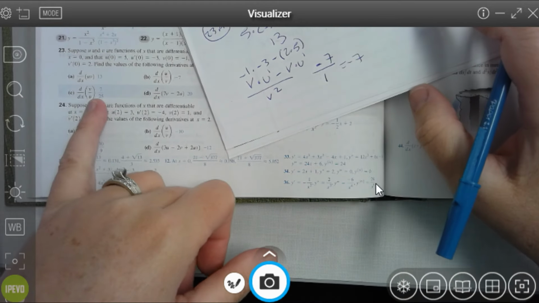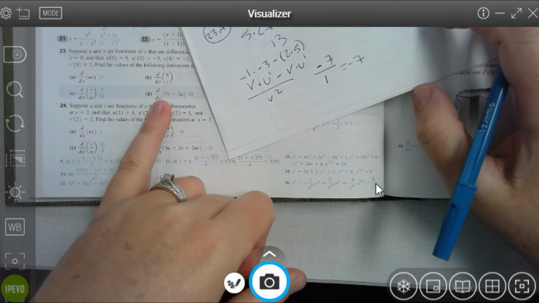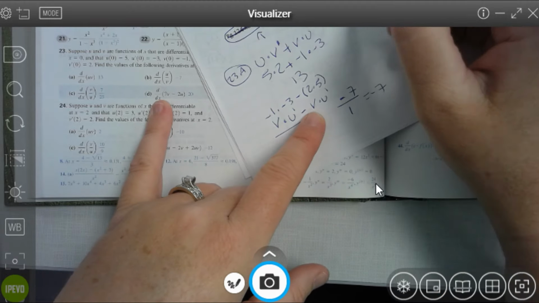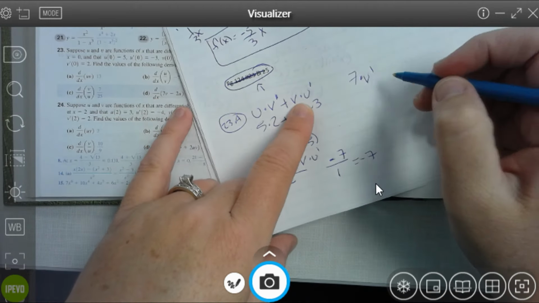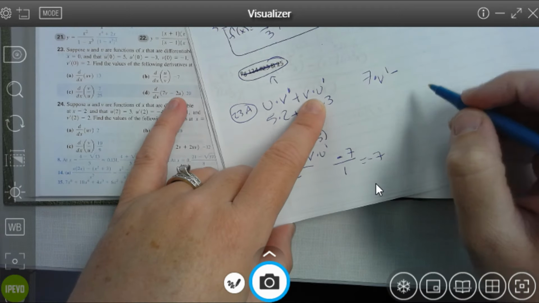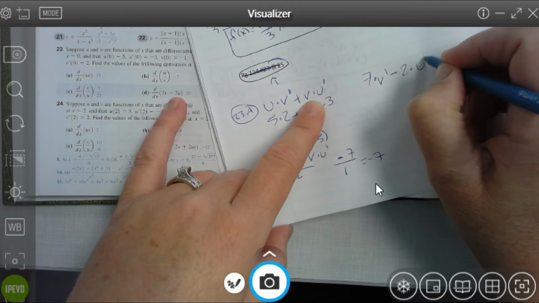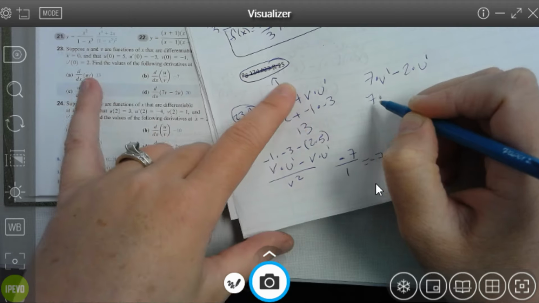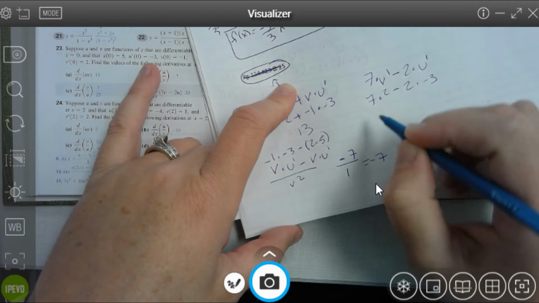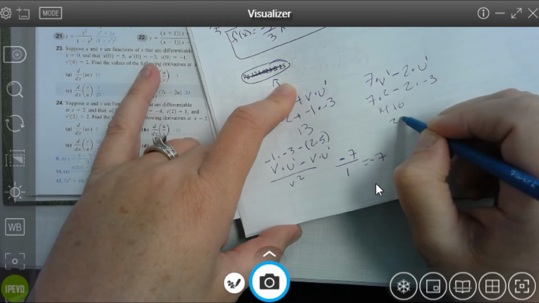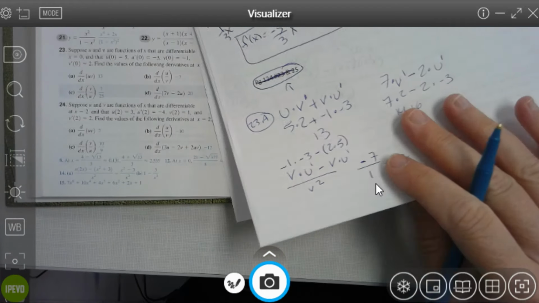Part c is just like b was. And part d would just be 7 times the derivative of v, and then minus 2 times the derivative of u. So that'd be 7 times v's derivative minus 2 times u's derivative. So 14 plus 6, so we get 20 on those.